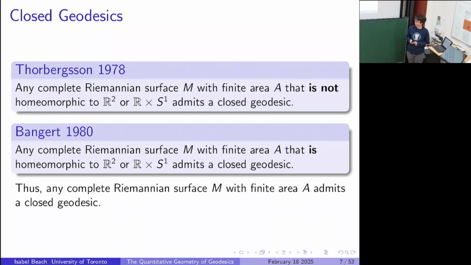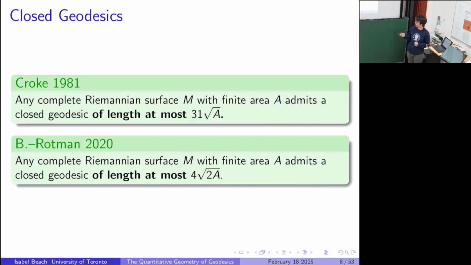These are, again, algebraic existence theorems, and we're interested now in proving quantitative versions of these. So now that we know a closed geodesic exists, we want to know if we can bound its length in terms of the geometric properties of the manifold.